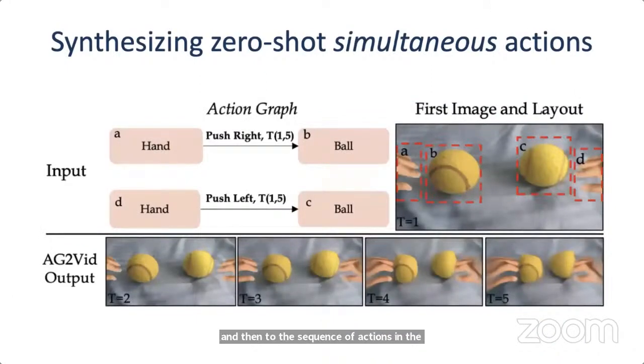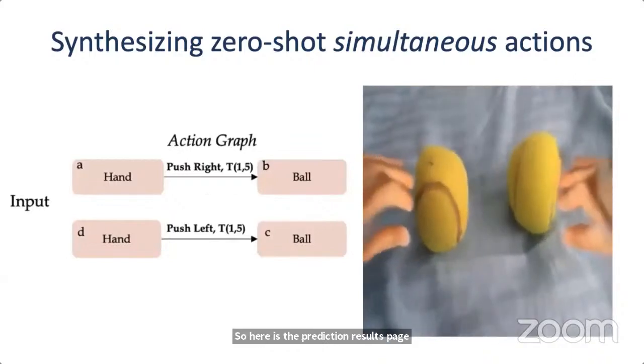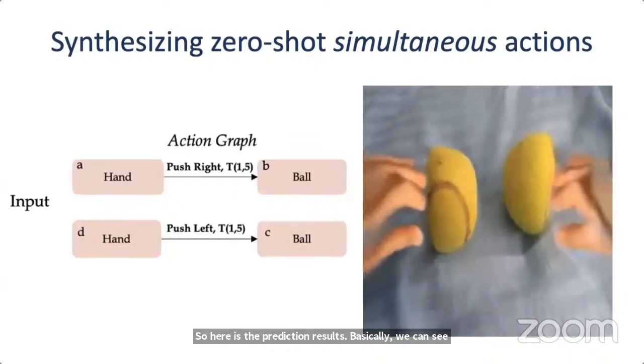And in the next example, we have A, B, C, D: two different hands and two balls. The left hand is going to push the ball to the right, and then the right hand is going to push the ball on the right to the left. So here are the prediction results. Basically, we can see that we can compose these different actions on different objects to generate these final videos.